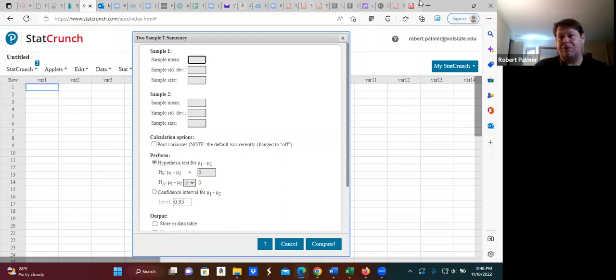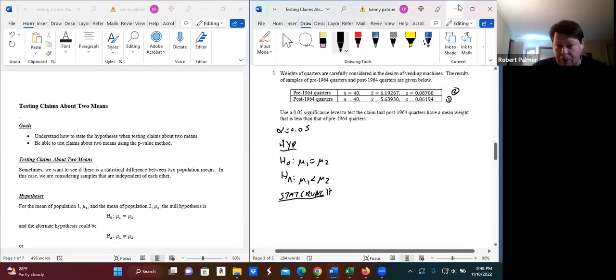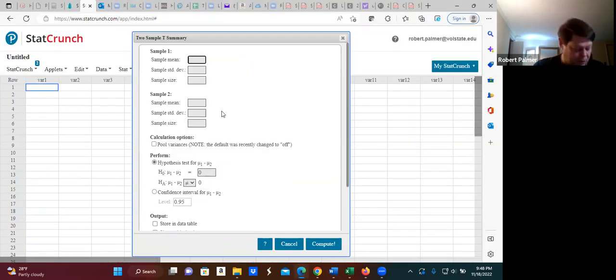Well, I apologize. I actually have to go back for a second to make sure I read my writing correctly. There we go. Okay, so the mean of sample 1 was 5.63930. The sample standard deviation was 0.06194. And the sample size was 40.